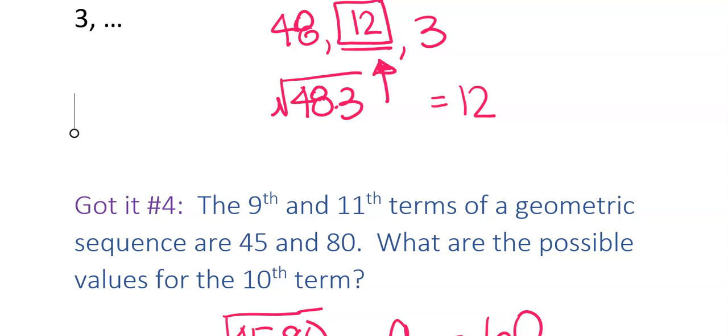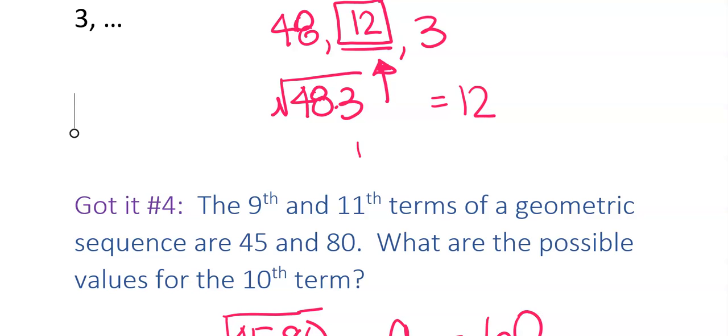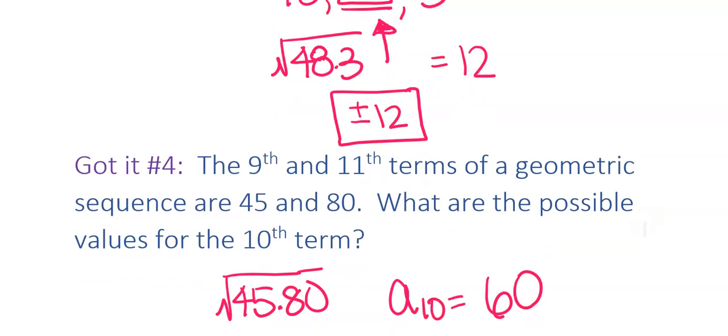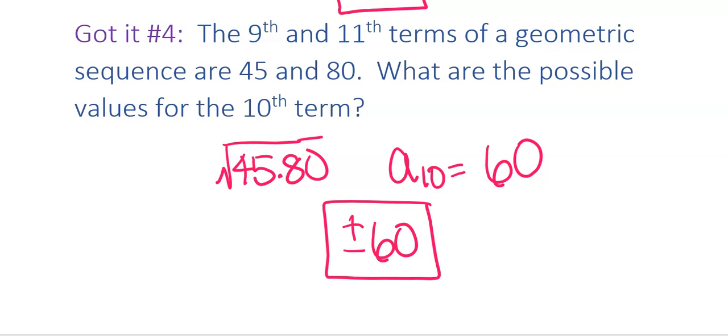So when you're looking at it, there could be a couple of different geometric means because we are taking the square root. So on this sequence up here, we could have actually plus or minus 12 in there, depending on what that is. So got it, question number 4, we are looking at plus or minus 60. So don't forget about when you're taking the square root of that number, it could have the opposite answer as well.